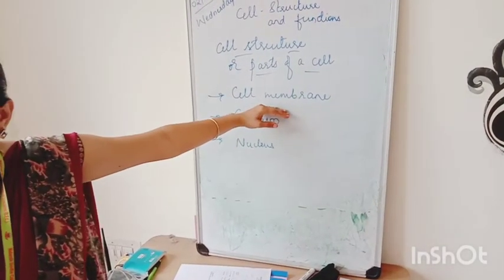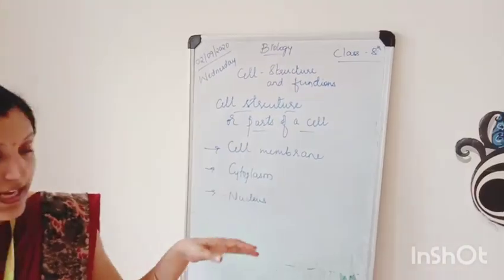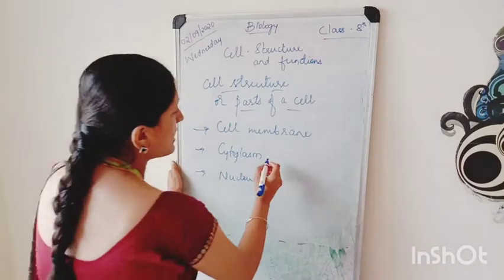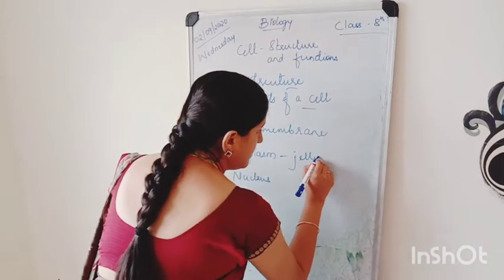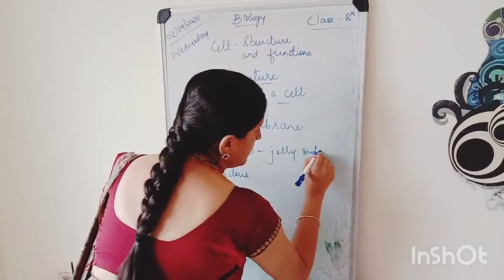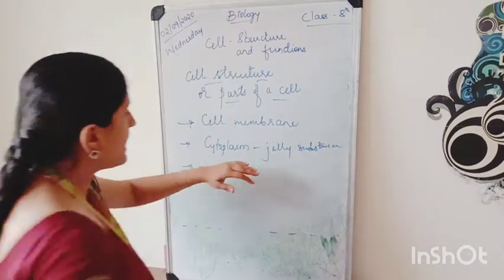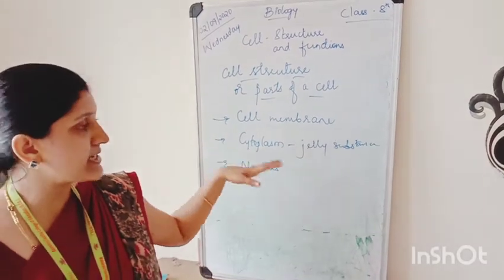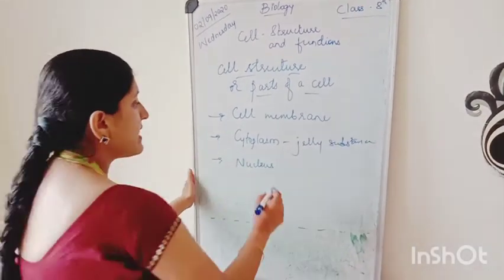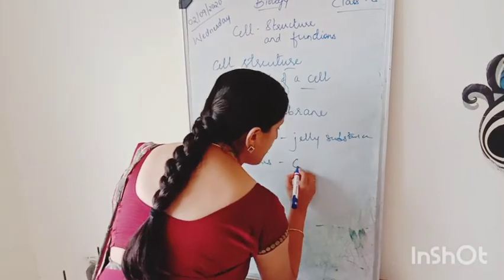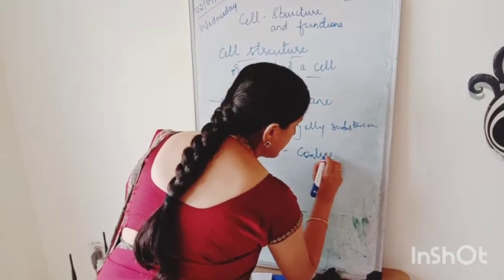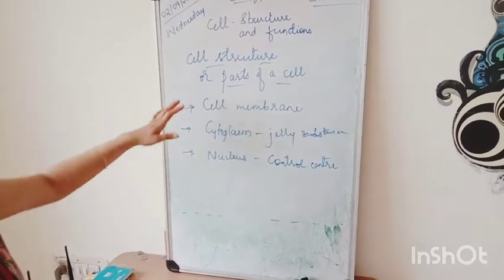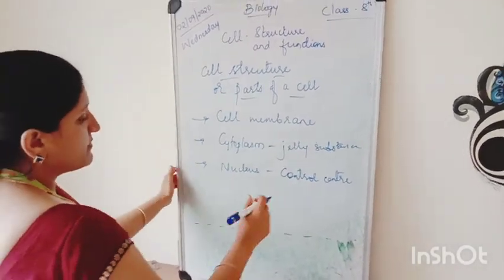The cell membrane is present, which separates the surrounding from the particular cell. Then the jelly-like substance present inside is the cytoplasm. There are many different organelles suspended inside it. Then there is the nucleus, which is the control center of all the organelles present in a cell, and it also has a main role. So we'll discuss them in detail now.